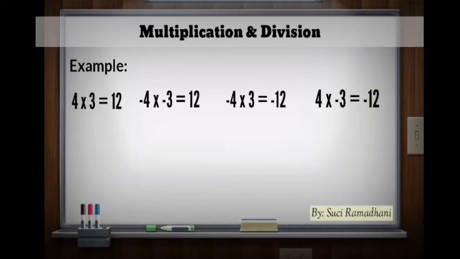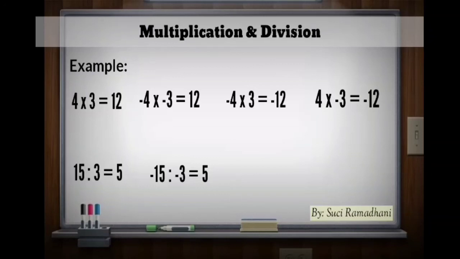Division example number 1. 15 divided by 3 equals 5. Here is a positive number divided by a positive number, so the answer is positive. Number 2, minus 15 divided by minus 3 equals 5. Here is a negative number divided by a negative number, so the answer is positive.